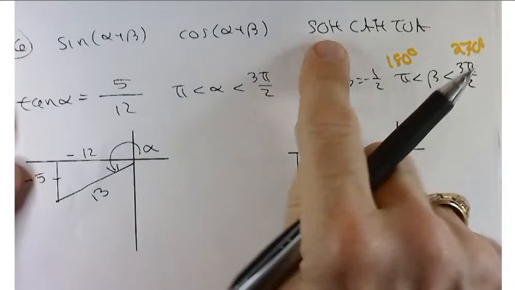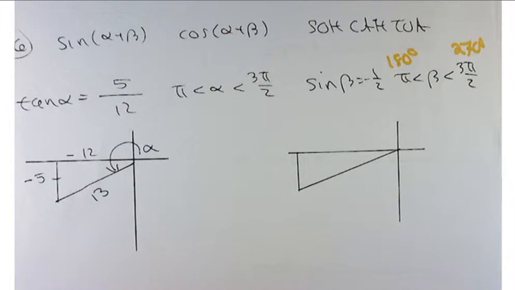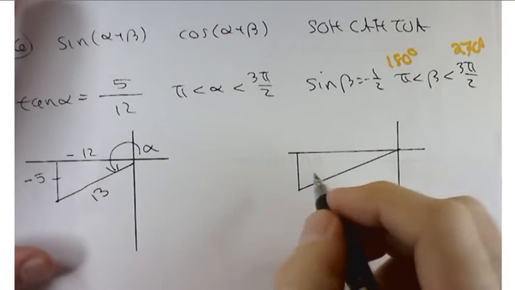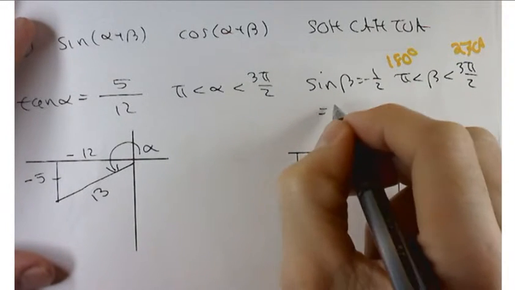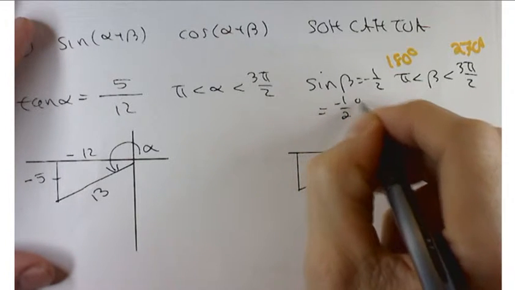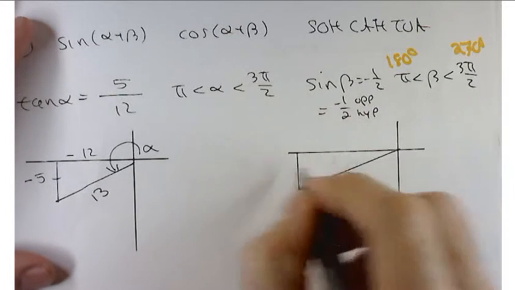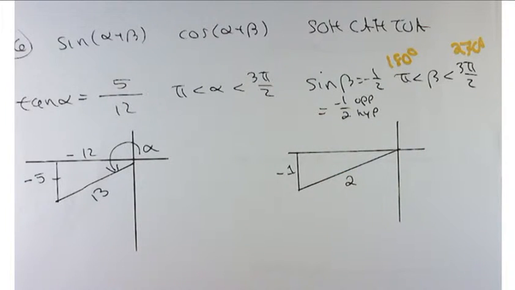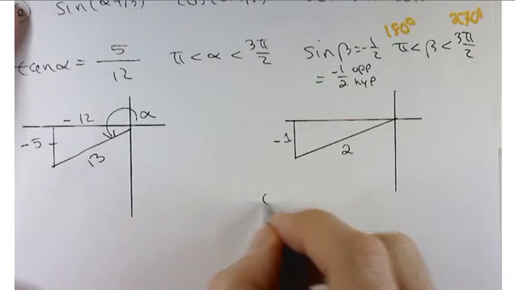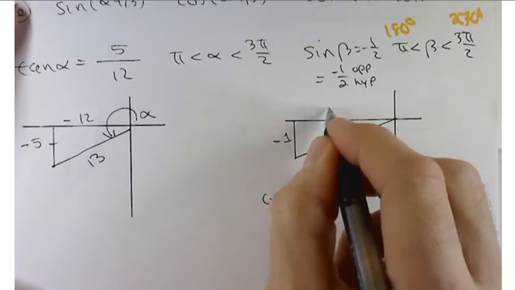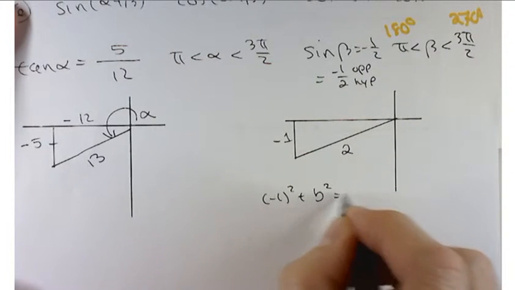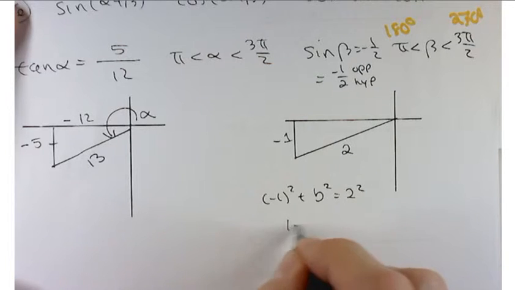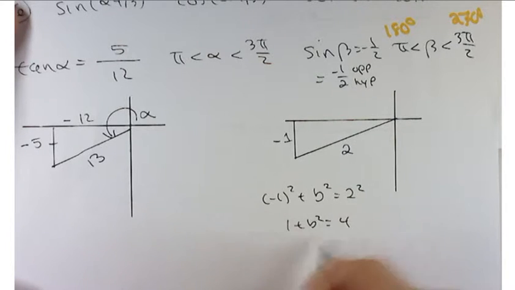Okay, let's go back to sine. What was sine? SOH CAH TOA. Sine was opposite over hypotenuse. So the opposite, let me regard that as being negative 1 over 2. There's your opposite, there's your hypotenuse. And now this one I will write down the Pythagorean Theorem. It's going to be negative 1 squared plus b squared equals 2 squared. So 1 plus b squared equals 4.